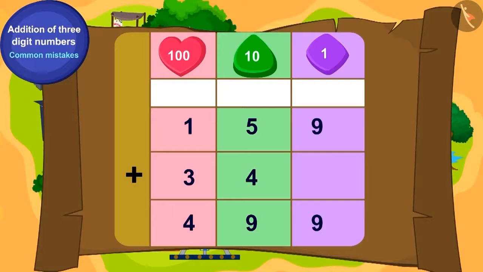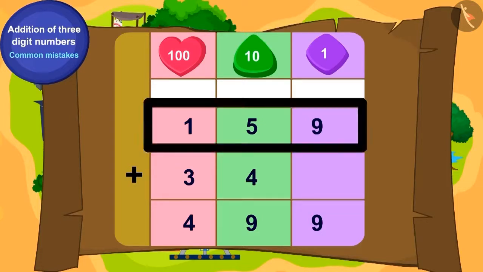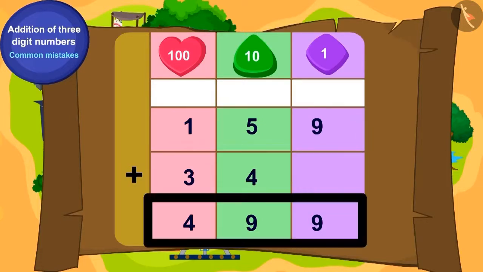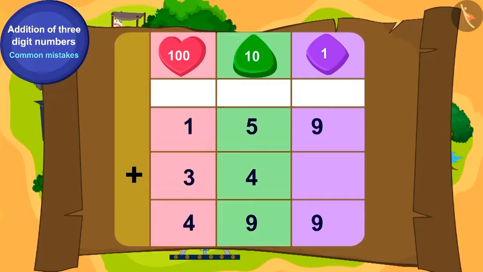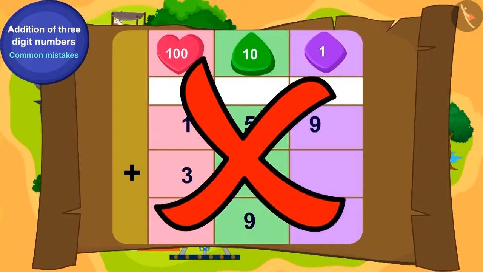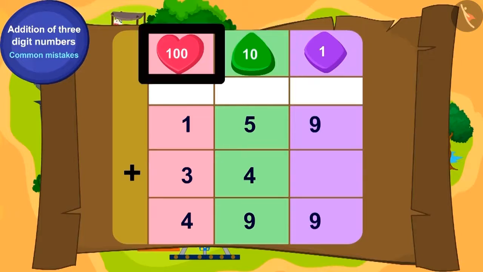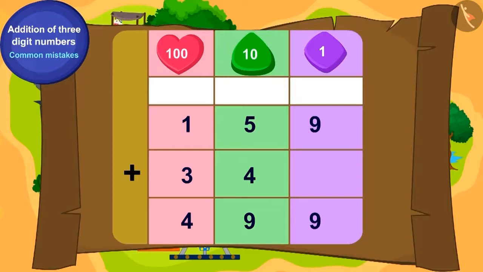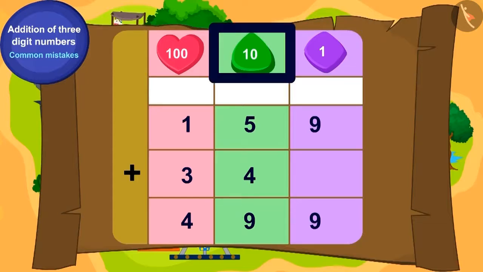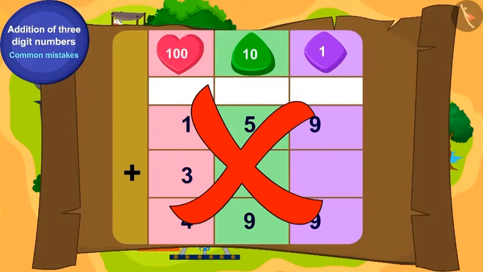To get the total sum of toffees, 159 and 34 is written like this. Is this addition correct? No? Can you correct the mistake and write the sum correctly? While writing 34 using the place value method, by mistake, 3 of 34 is written in place of hundreds instead of tens and 4 is written in place of tens instead of ones. Therefore, this addition is incorrect.